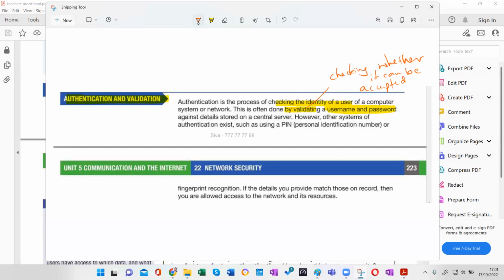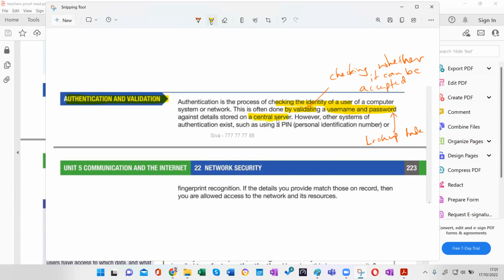So how do you check the username and password? You use a technique called a lookup table, just like the lookup table or VLOOKUP function in Excel. So you cross-check the username and password that you enter against the username and password stored in the lookup table. And then you validate. Usually this lookup table will be in a central server.